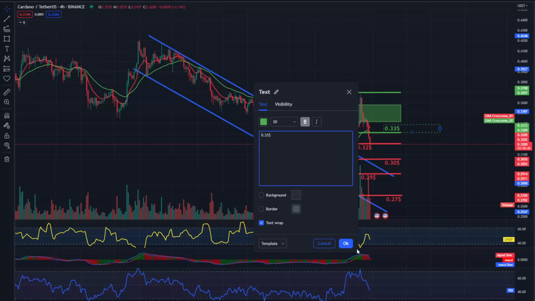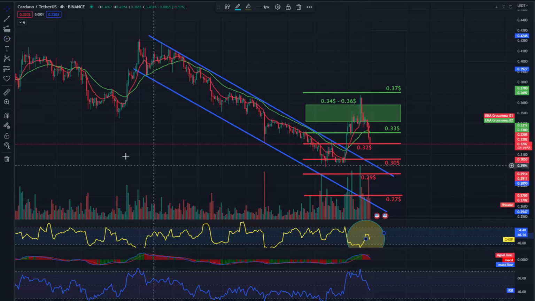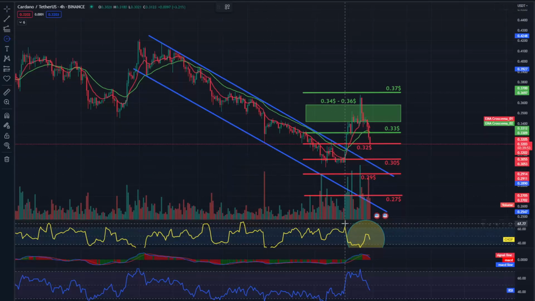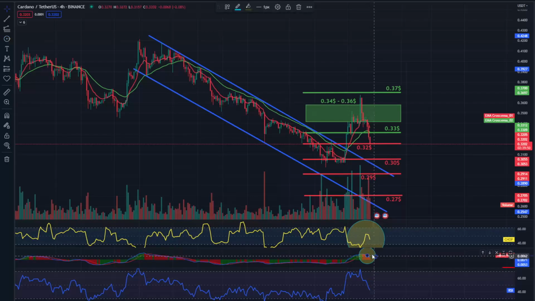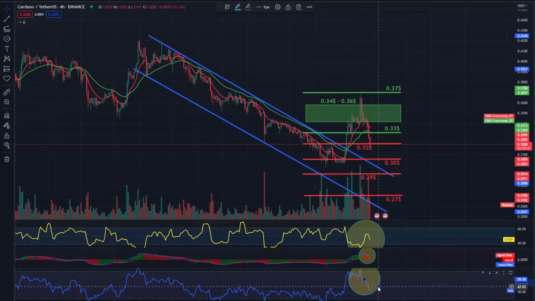Please look at the CHOP index, which indicates that the collected energy is used for correction, but we still have a continuation of the move. The MACD indicates a return to the downtrend, while the RSI has a strong rebound, which creates room for new increases.